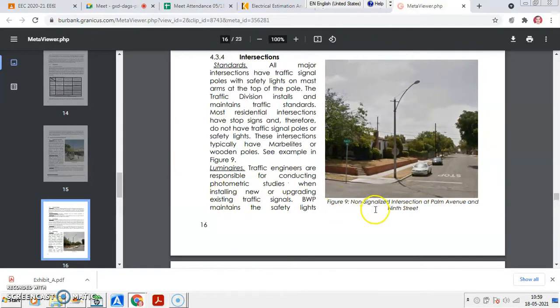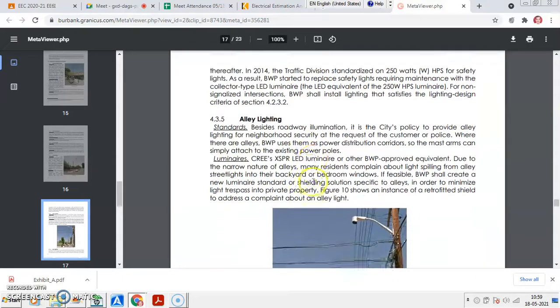This is another non-signalized intersection of Palm Avenue. It shows the street light diagram of a particular street.